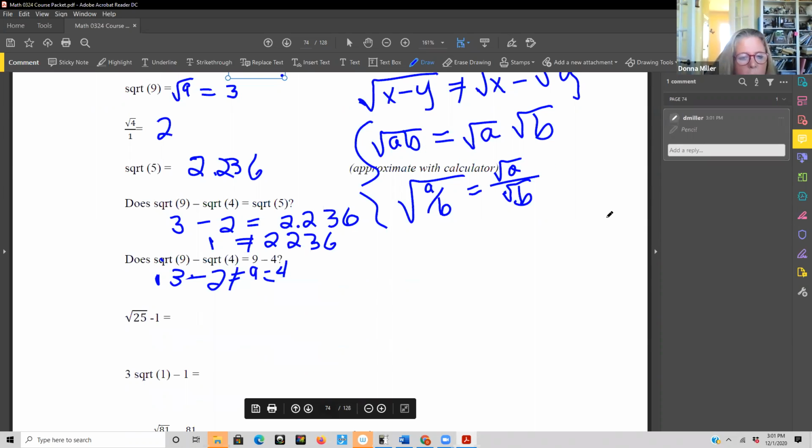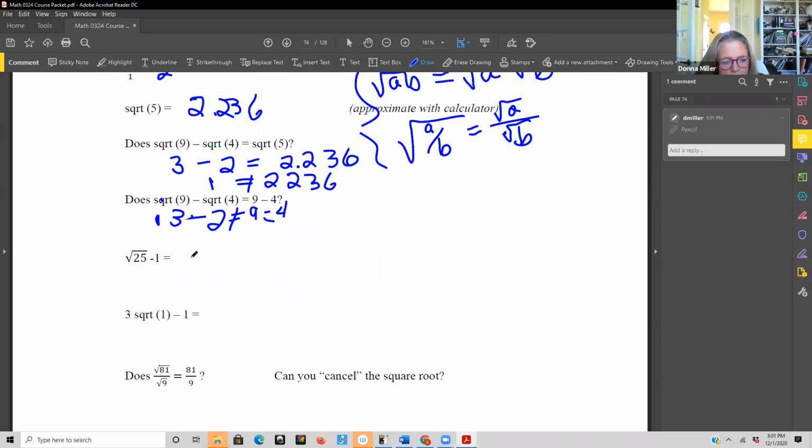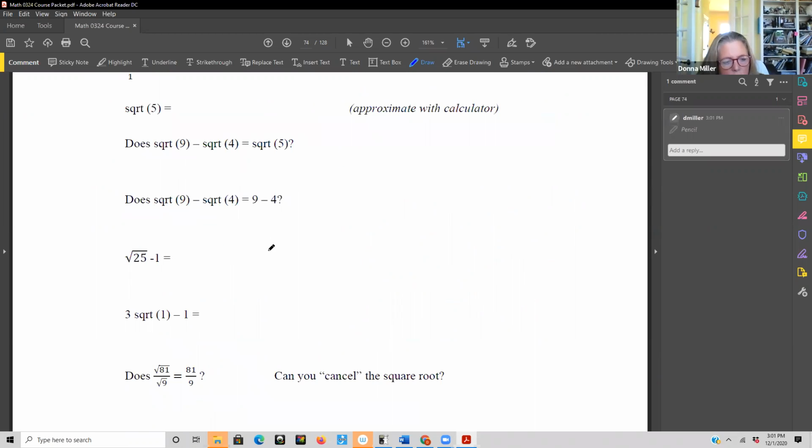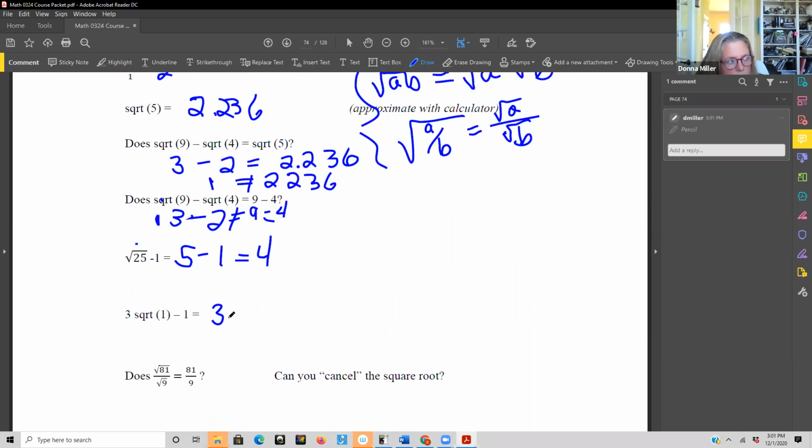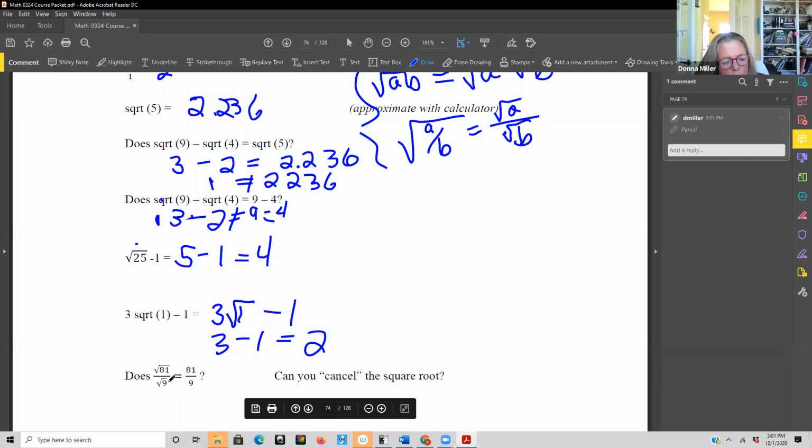With a square root, the square root of 25 is 5, so 5 minus 1 is 4. And here I have 3 times the square root of 1 minus 1. The square root of 1 is 1, so it's just 2. Can you cancel square root symbols? The square root of 81 is 9, and the square root of 9 is 3, whereas 81 over 9 equals 9. So you can't just cancel square root symbols.